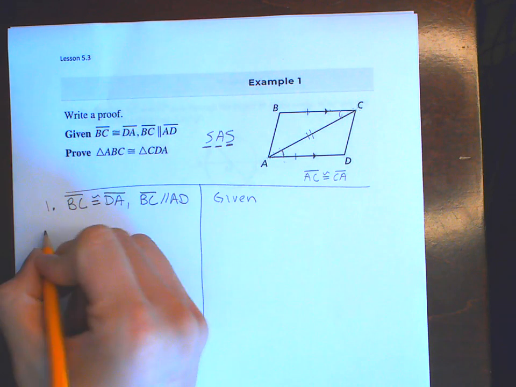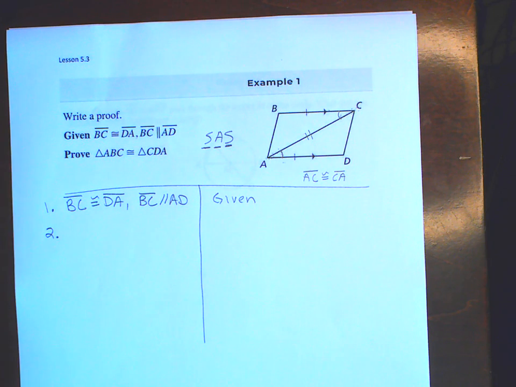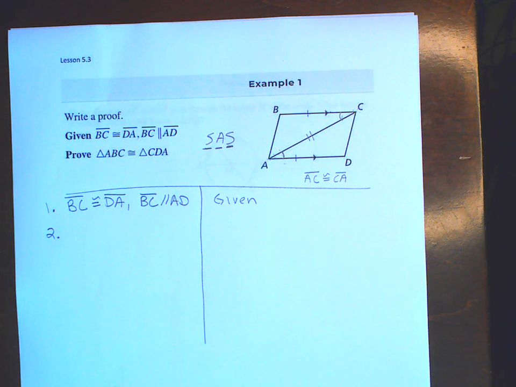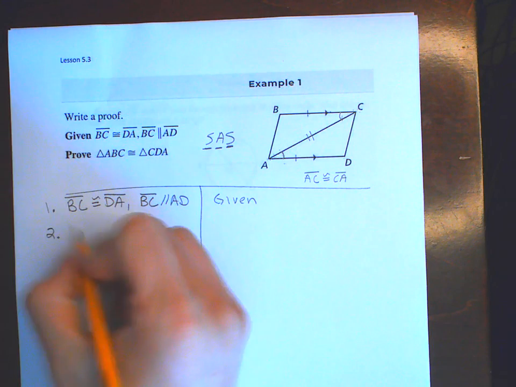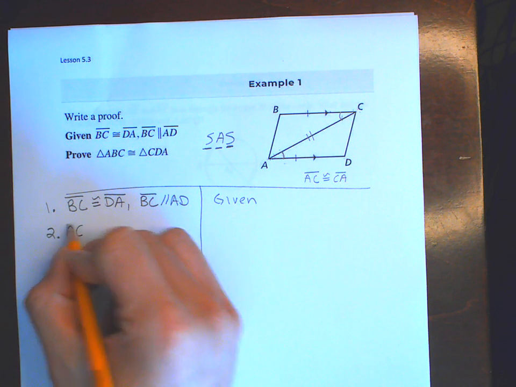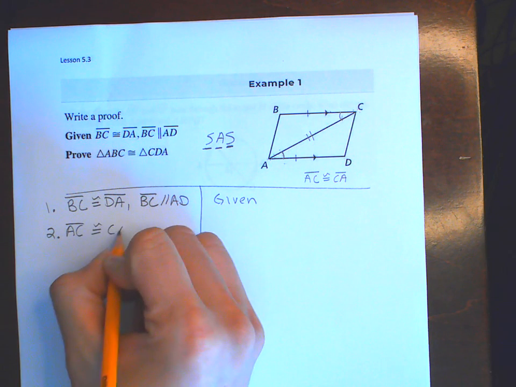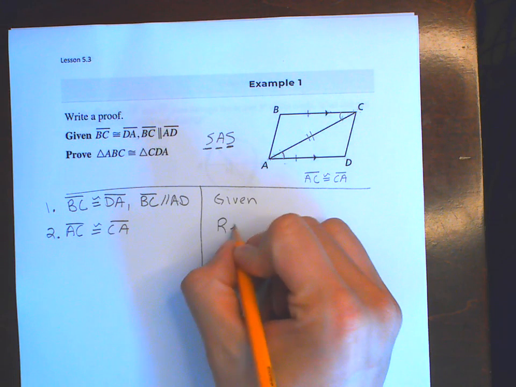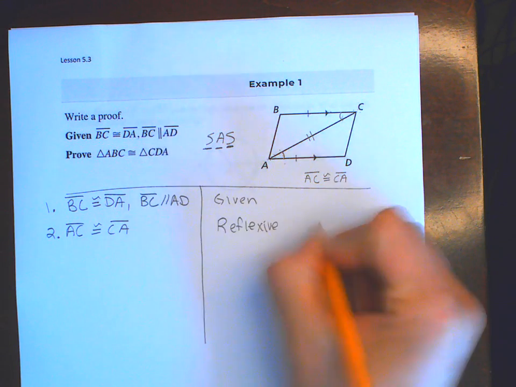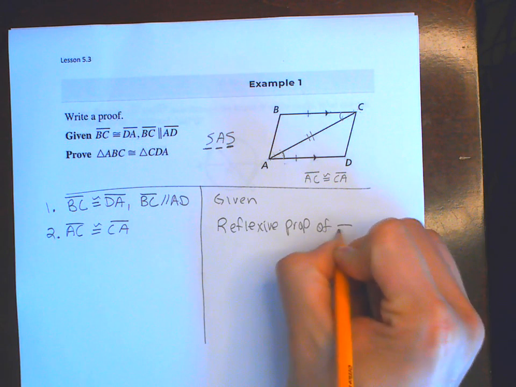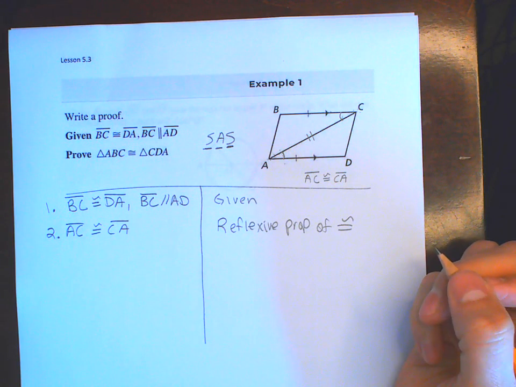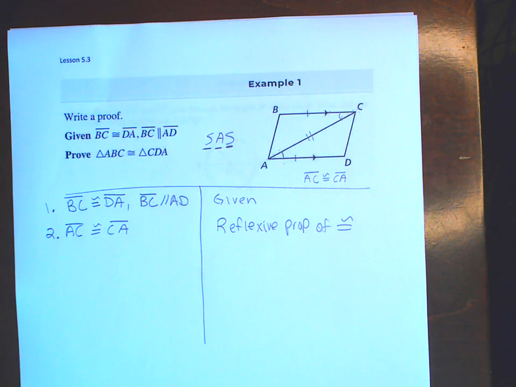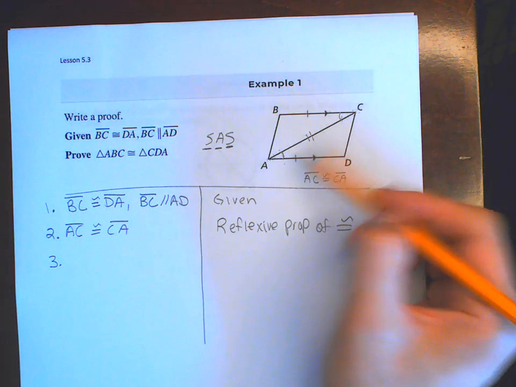That's given. Okay, so let me focus on the sides first. I know that AC is congruent to itself. So AC is congruent to CA. That is the reflexive property of congruence. Look, I already have my two sides. Now all I need is my interior angle. So my interior angle is going to be this one and this one.